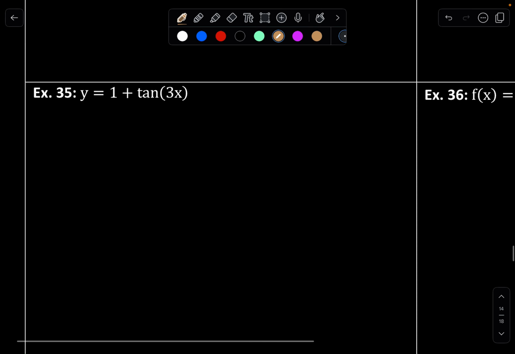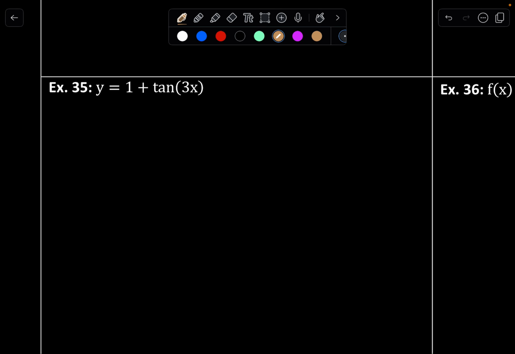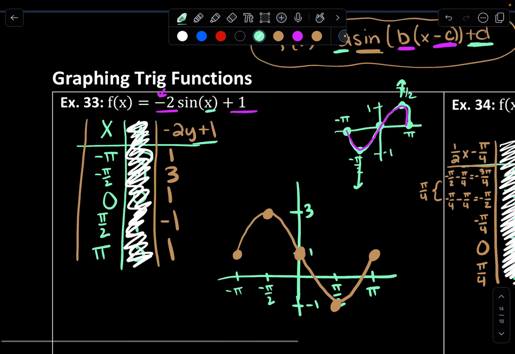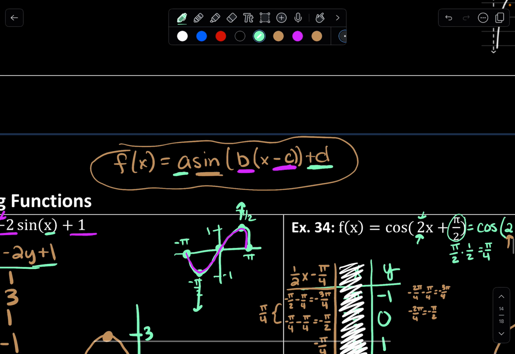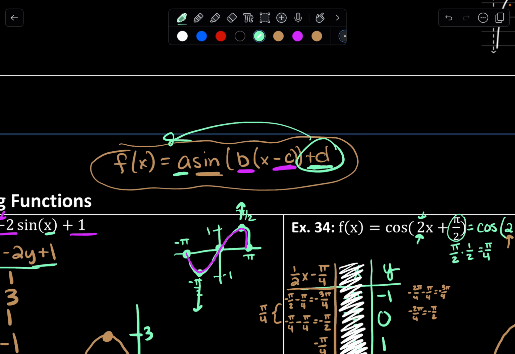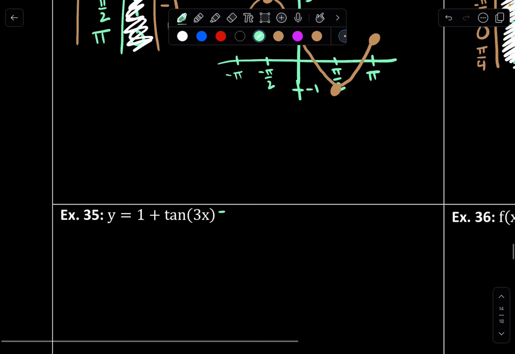All right, moving on to tangent, we have 1 plus tangent 3x. If we think about our transformation map, we see that 1 in front. We don't see that usually, but it's just additive, so it's just that plus d being pushed to the front. So it'll have the same effect. It's still a vertical translation. Don't let that trip you up. But we'll go ahead and rewrite it as tangent 3x plus 1, just so that it aligns with our transformation map.